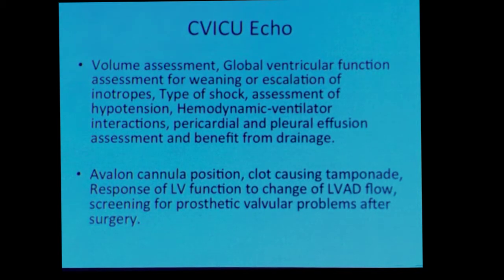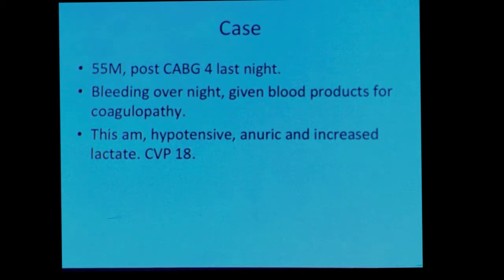So it's kind of a bread and butter case in CV. 55-year-old male, post-CABG, 4 grafts last night, bleeding overnight. Given blood products for coagulopathy, now hypotensive, anuric, and increased lactate, CVP 18. So this is very interactive. Feel free to stop me and to ask or to answer.